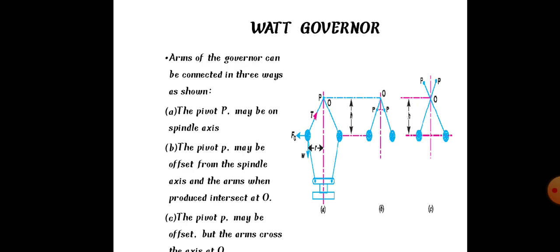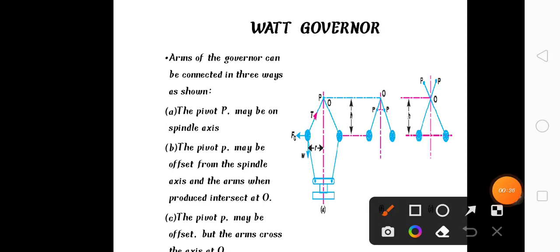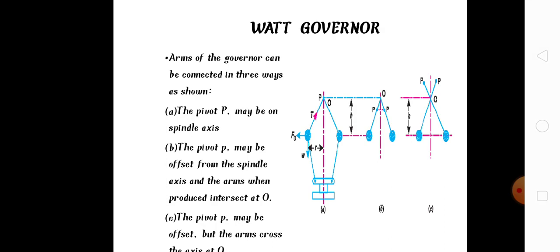It is basically a conical pendulum with links attached to sleeves of negligible mass. It is a conical governor attached to sleeves of negligible mass. This is the sleeve. Now we will see its construction.